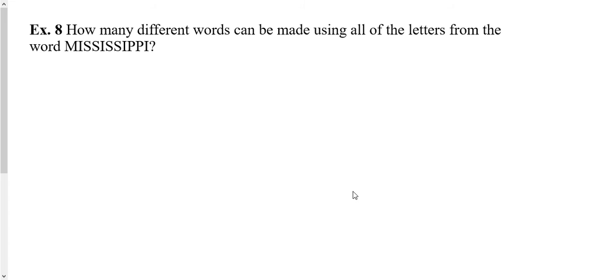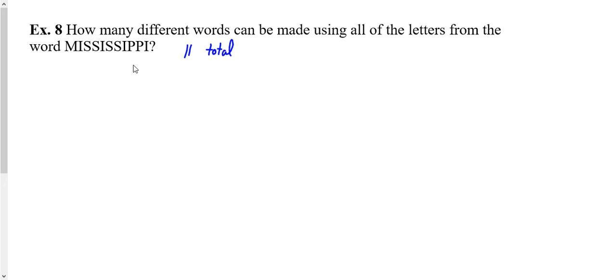In this next example, we have: how many different words can be made using all the letters from the word Mississippi? First off, how many letters do we have in total? We have 11 letters in total, so let's jot that down somewhere. So we have 11 total.